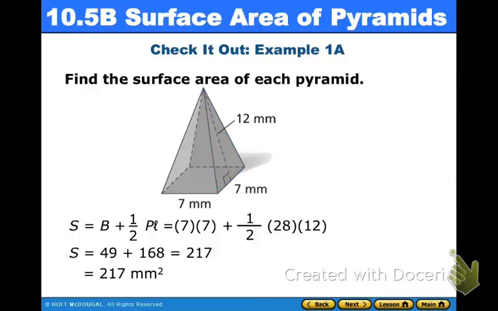To use the formula, which takes the area of the base plus the perimeter times the lateral height, it's just doing the same thing, but for the lateral area, it's taking that perimeter of the base, because it's kind of like laying out those triangles flat and making a parallelogram, but then taking half of the parallelogram to get that lateral area of 168. So again, the total surface area is 217 millimeters squared.